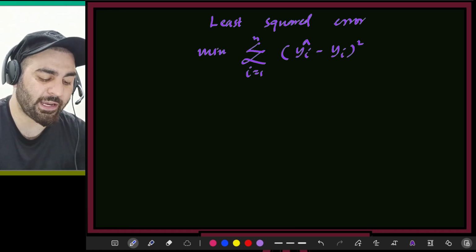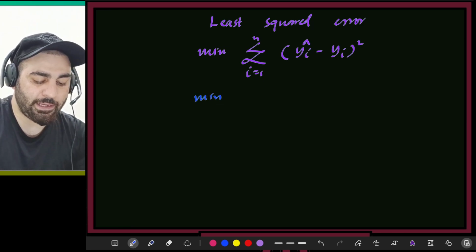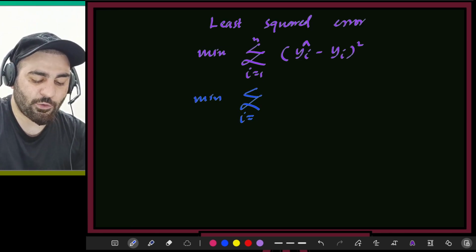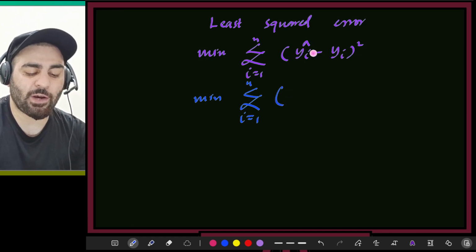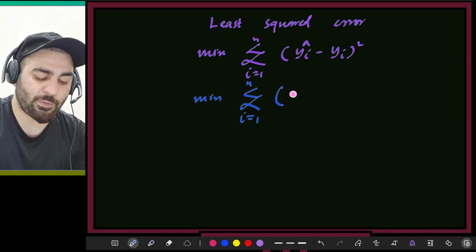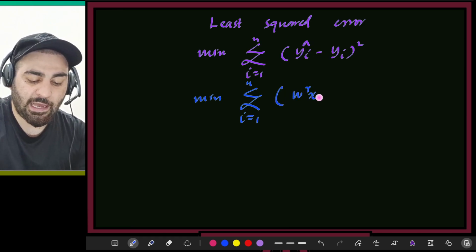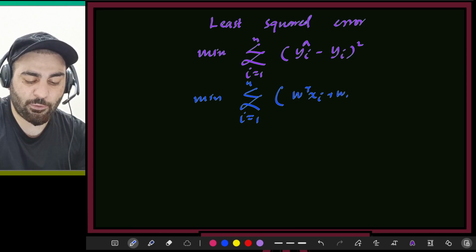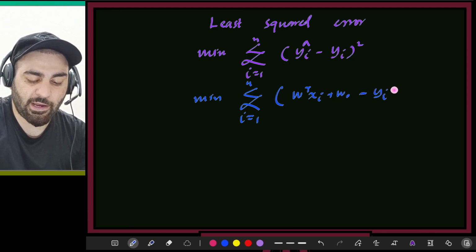I can also write it like this: minimize the summation of i equal to 1 to n. This is yi hat, you know how it was predicted. It was predicted by w transpose xi, my ith data point, plus w naught, minus yi whole square.